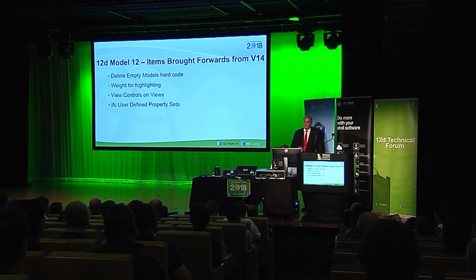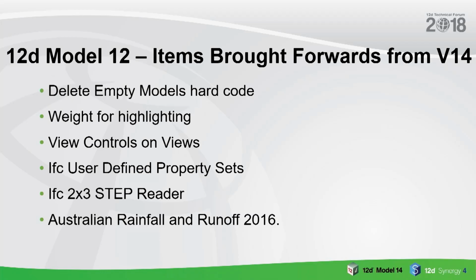IFC user-defined property sets. I'll mention those a little bit later, what they are. IFC 2x3 step reader. That's able to read in IFC data. Again, we brought that forward. It was going to be released here, but you've now had it probably for about 6 months. The Australian Rainfall and Runoff 2016. Again, that was brought forward and released in 12 rather than holding it for the conference. So if you're on maintenance, all these things are available before you actually got to 14.